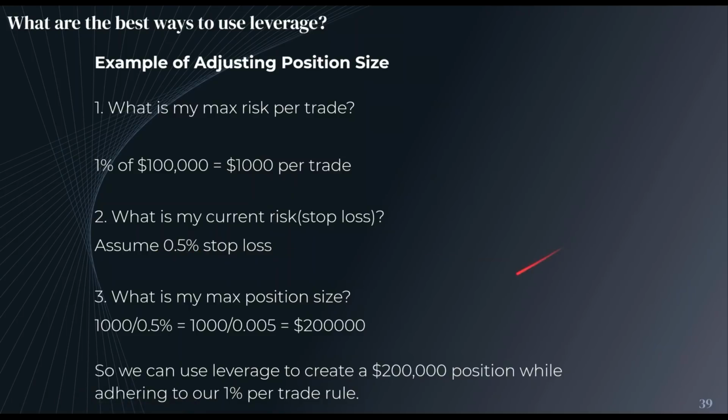And the formula to calculate this is just dividing your max risk by your stop loss distance. So $1,000 divided by 0.5% is the same as $1,000 divided by 0.005, which is $200,000. So it can be used as a position. So as you can see, leverage can be used as a position sizing tool to increase your max position size, but you still adhere to your risk management rules.